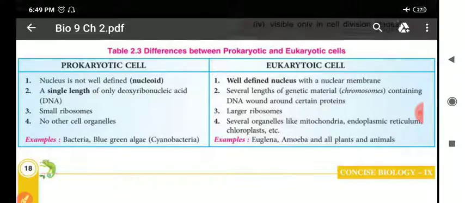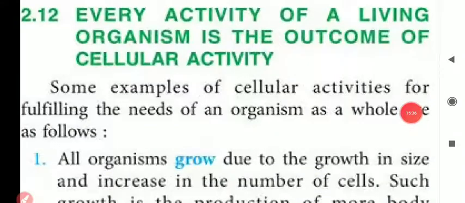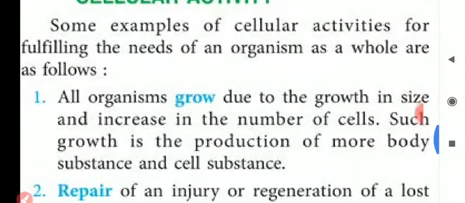These are differences between prokaryotic and eukaryotic cell. Next, my dear students, we will have just a glance at the last topic of this chapter. Every activity of a living organism is the outcome of cellular activity. This topic means that every activity or function in the cell is performed with the help of cells. For example, see the first point.